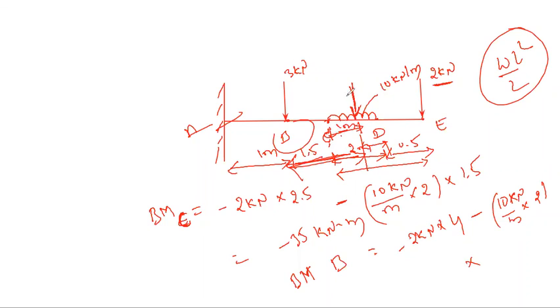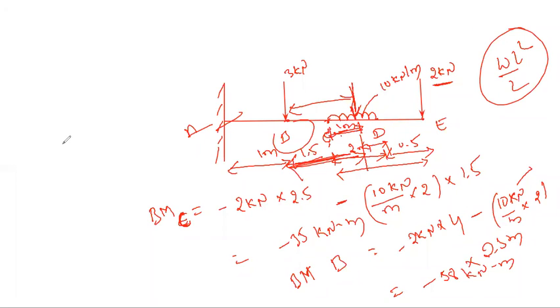समझ में आ रहा है ना ये? यहाँ से आपको कितना है डिस्टेंस? It is acting at the middle. UDL को पॉइंट लोड में कन्वर्ट किए होने के बाद यहाँ से आपको कितना है डिस्टेंस इसका? It is at a distance of, this is 1 meter, this is 1.5 meter, means it is 2.5 meter over here. So if you simplify this, you will get the answer: minus 58 kilonewton meter. This will be your bending moment.